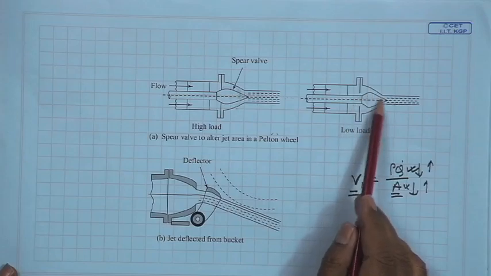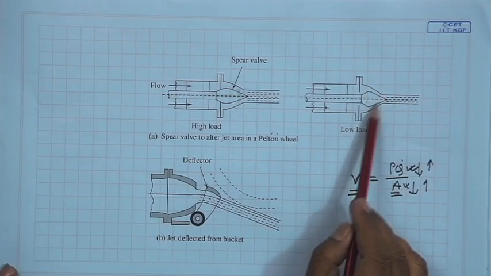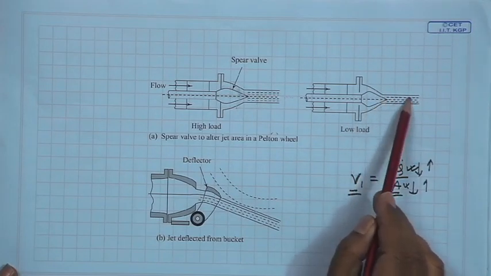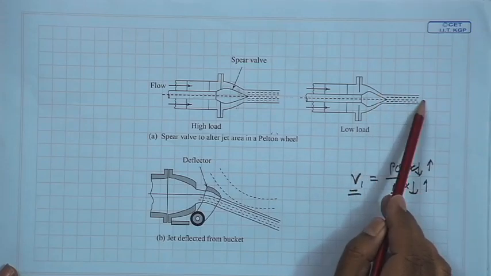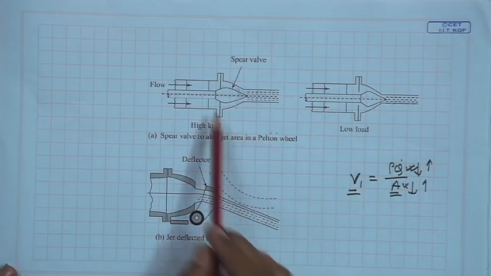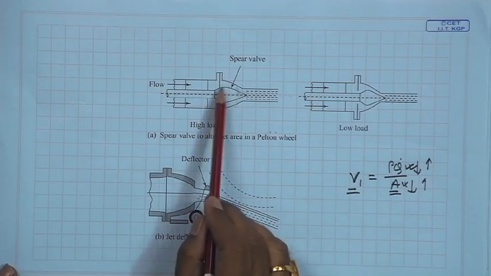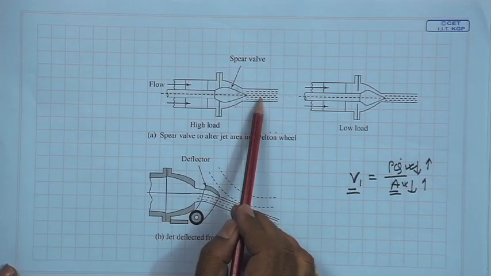Now, this is a case of low load, where the annular area is reduced and the jet area is reduced, so that it gives less flow rate. And this is a situation for high load, that means the jet area is relatively high.